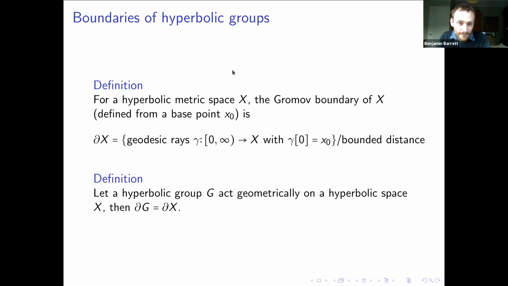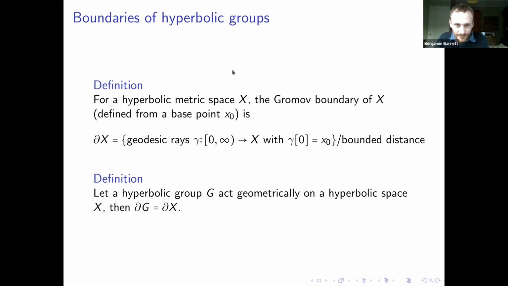And then hyperbolic groups. So if you have a hyperbolic group G acting geometrically on a hyperbolic space X, then we just say that the boundary of G is defined to be the boundary of X. And the reason why we can get away with that is, if you had two different hyperbolic spaces that G acted on geometrically, then they'd have homeomorphic boundaries. So it doesn't actually matter which space we choose. So the boundary of G is the boundary of any space G acts on.